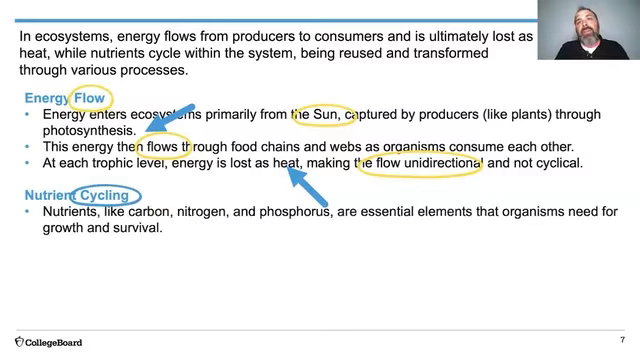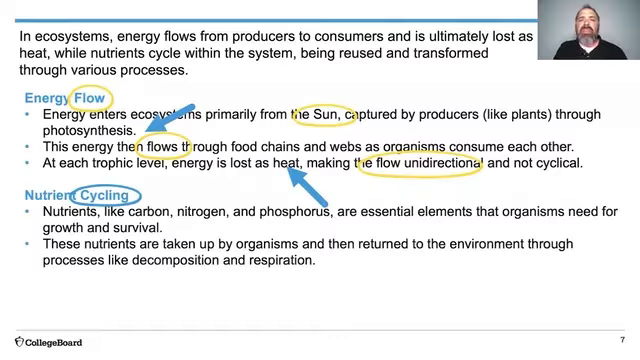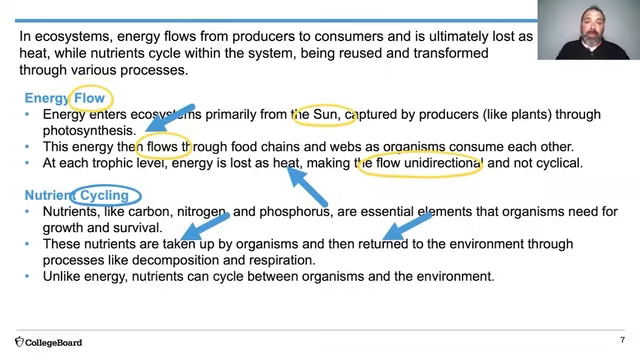So in nutrient cycling, nutrients like carbon, nitrogen, and phosphorus, these are essential elements that organisms need for growth and survival. And these nutrients are taken up by organisms. If you go back to the previous slide, those animals that they're eating, they're drinking the water, they may be eating some grass. They're taking up these nutrients that are stored in there, and then they're returned to the environment through processes like decomposition and respiration. Unlike energy, this is key, nutrients can cycle between organisms and the environment.